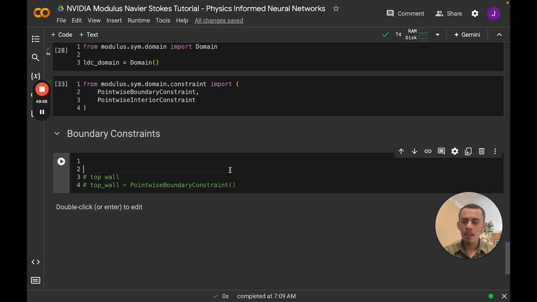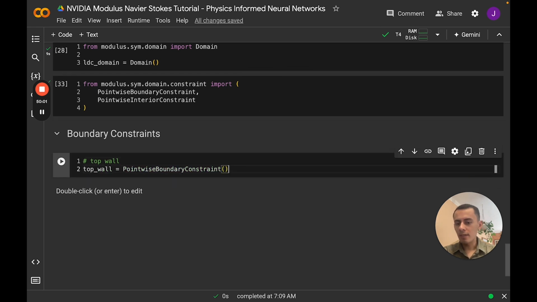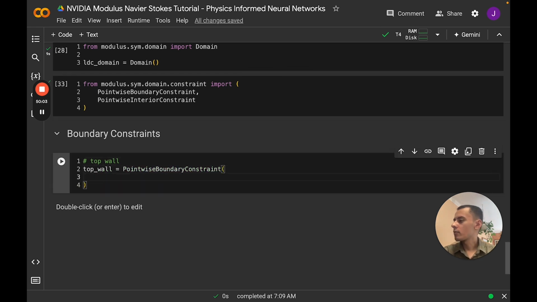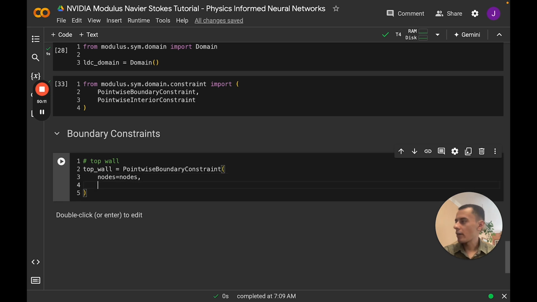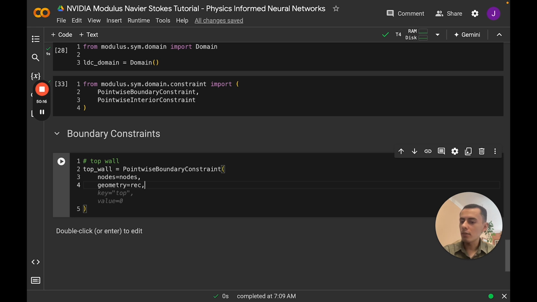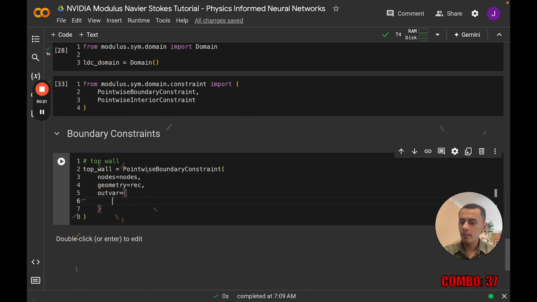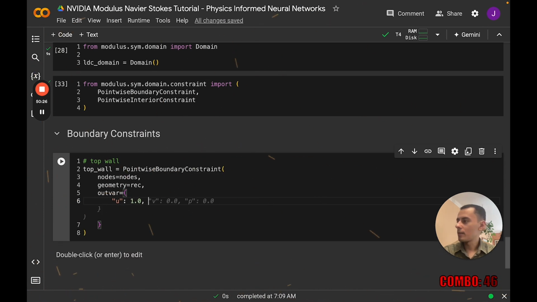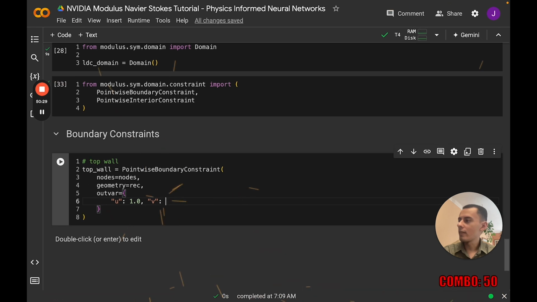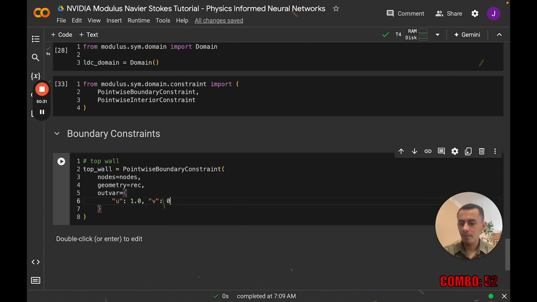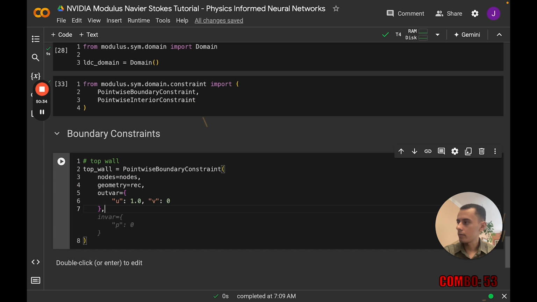So I'll put this here. So boundary constraint. Okay, so the top wall. What did we say about the top wall, guys? So we need to give the nodes. That's just a requirement. We need to give the geometry. That's just another requirement. The important part here is the out variables, right? The constraints. We said that the horizontal component of the velocity is going to be 1 and the vertical component of the velocity is going to be 0. I just explained that with the figure. You can see it again if you want.